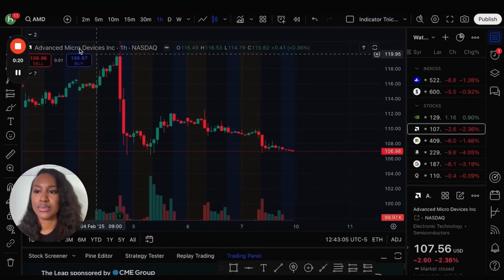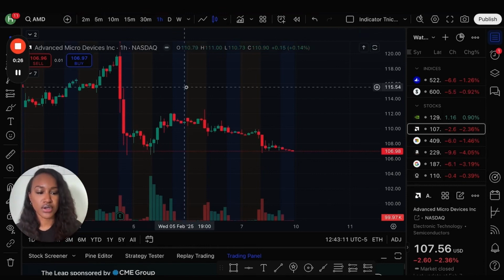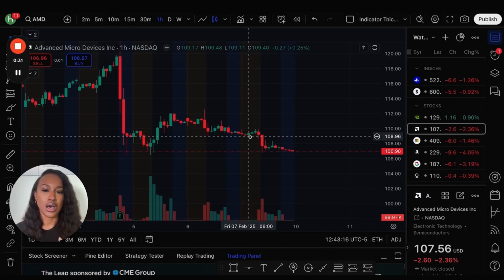So stay on. We are currently on AMD and we are on the hourly chart. First things first is finding our levels, right? Our potential levels of support and resistance that we can use to check for a break and retest. So your first question should be, when do I find my levels? I am doing this pre-market, right?